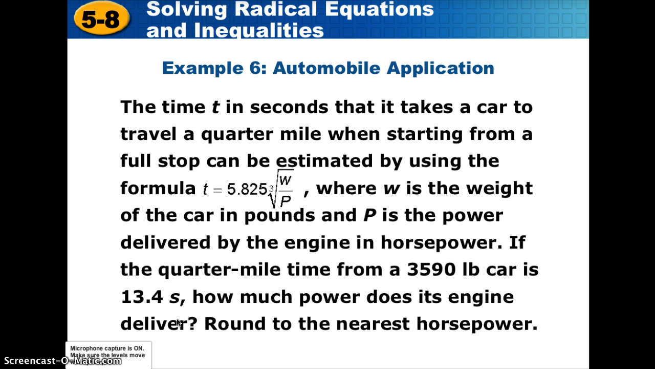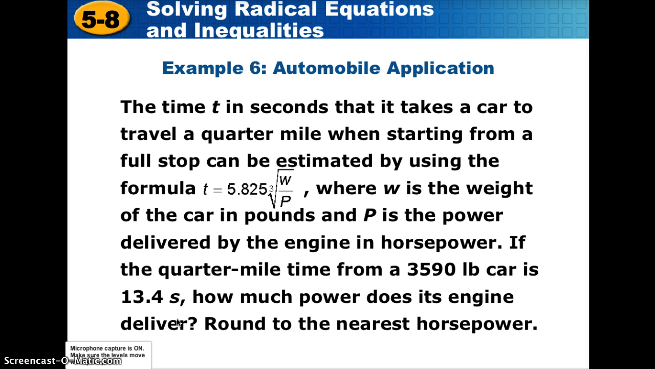Last of all, we have a real-world application that we're going to take a look at. The time t in seconds that it takes a car to travel a quarter mile when starting from a full stop can be estimated by using this formula. We can see that it depends on the cube root of W over P, where W is the weight of the car in pounds and P is the power delivered by the engine in horsepower. If the quarter mile time for a 3,590 pound car is 13.4 seconds, how much power does its engine deliver? Round to the nearest horsepower.